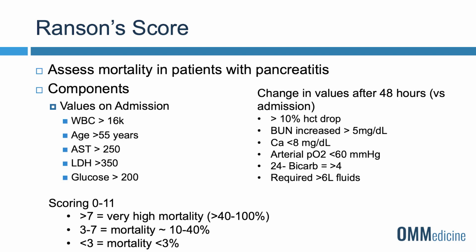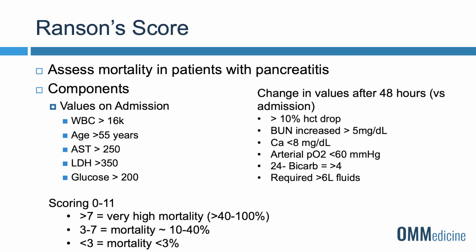And then it will also take into account how some of your labs have changed after 48 hours into your admission. So if you've had a greater than 10% drop in your hematocrit, if your BUN has increased by 5, or some of the other items that you can see there, these will all be taken into account to calculate your Ranson score.